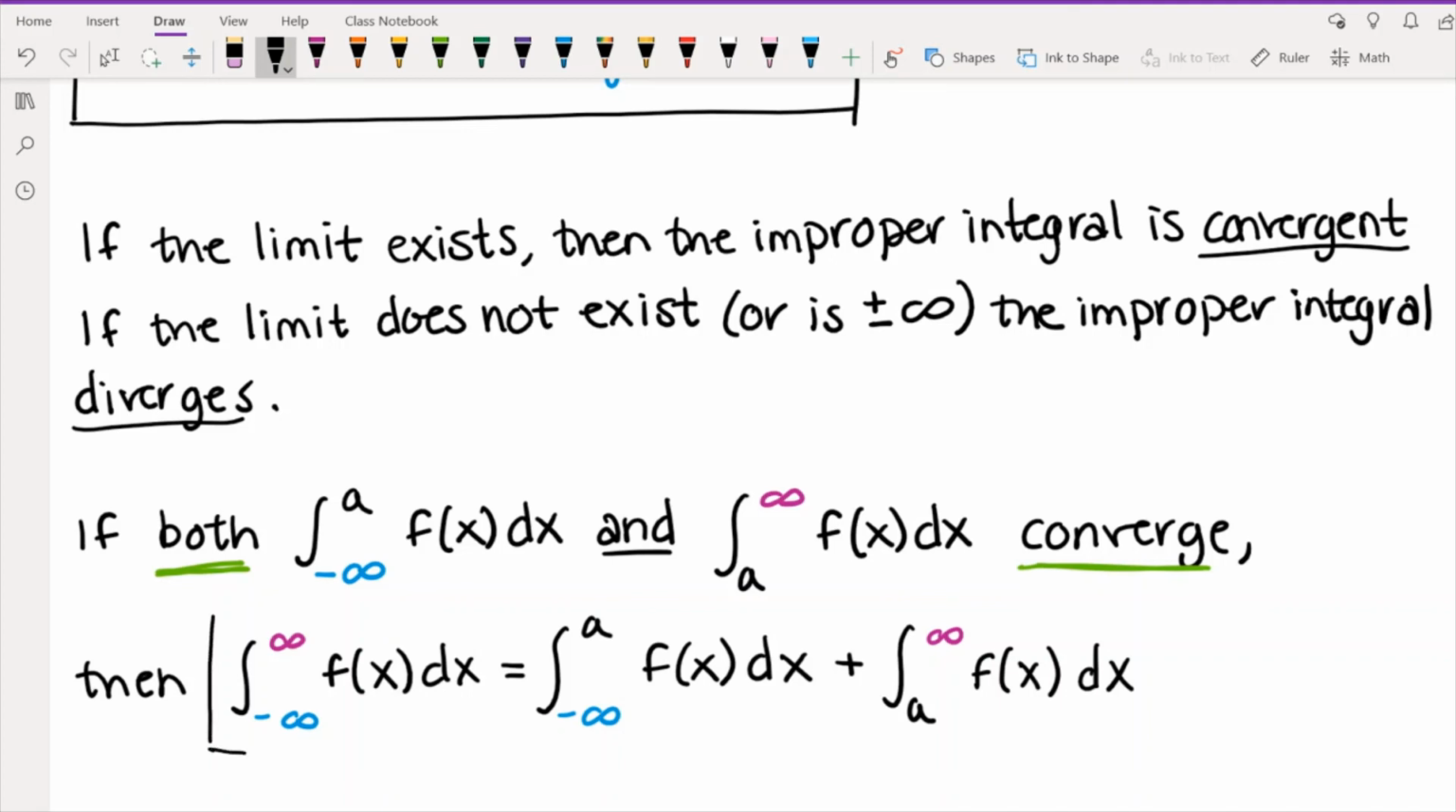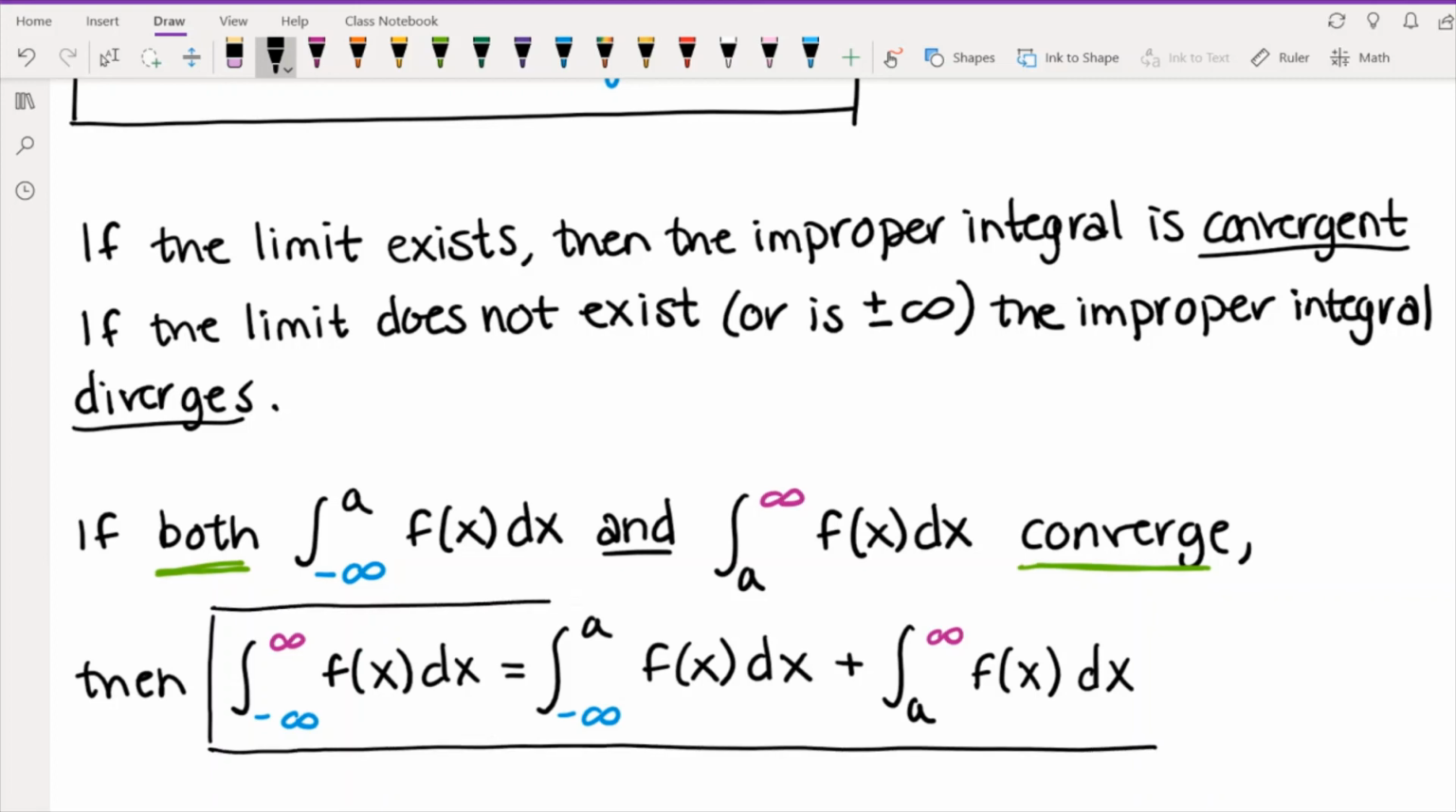If you evaluate the first one and you get a finite number, well, then you have to still evaluate the second one. But if you evaluate the first one and you get positive or negative infinity, well, then you're done. You don't need to do anything else. You can just say the whole thing diverges.